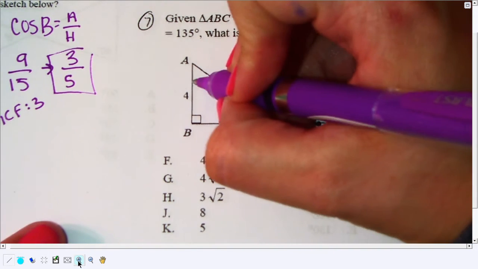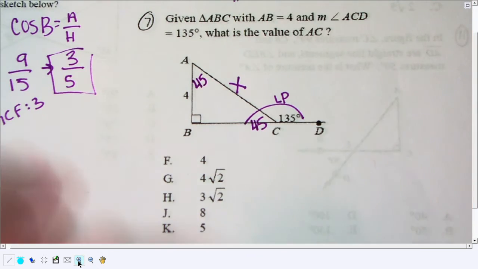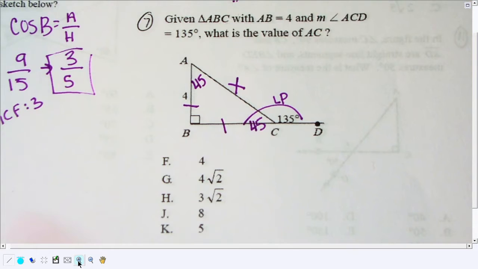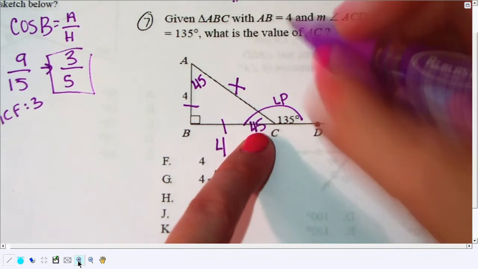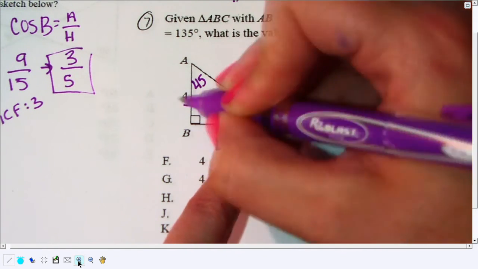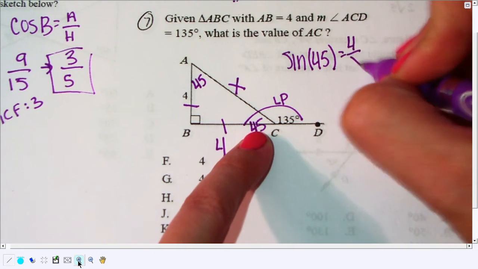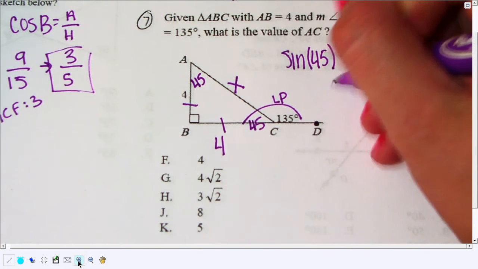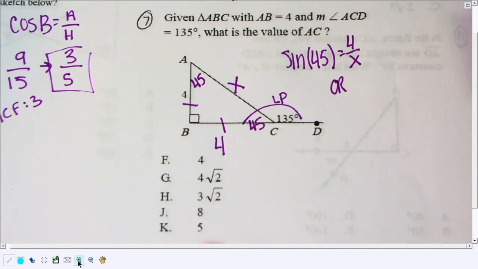Subtracting, I get 45. Now, I have two congruent sides, which means that these two legs are equal. This is isosceles. Now, you could definitely do trig if you wanted to. So if you found out this to be 45, you could always do the sine of 45 equals opposite 4 over hypotenuse x, and then just change your answers to decimal. Or you can use Pythagorean theorem.